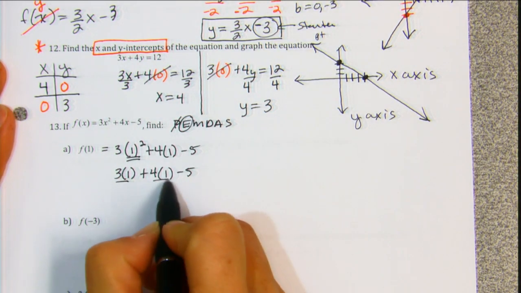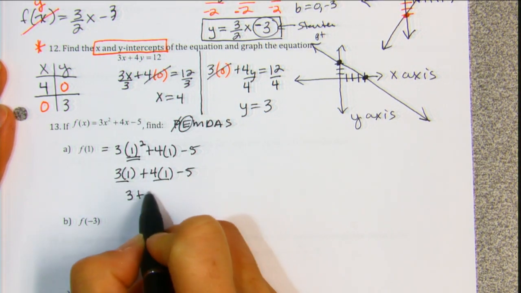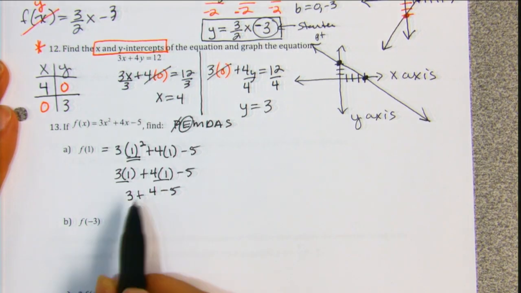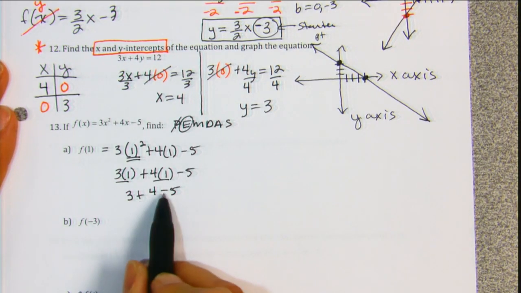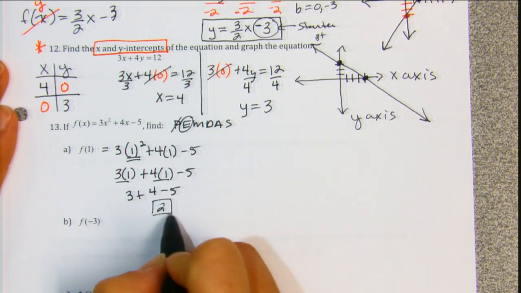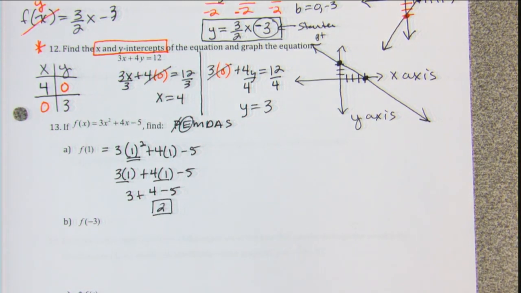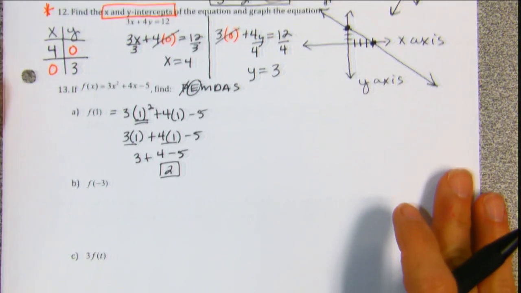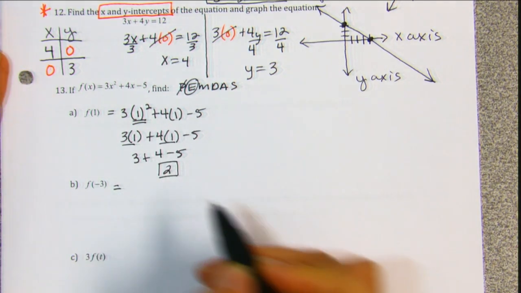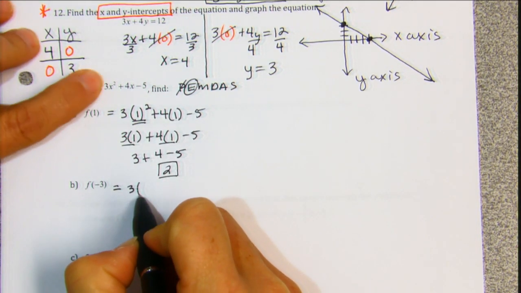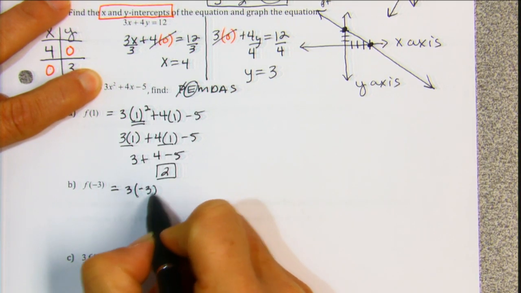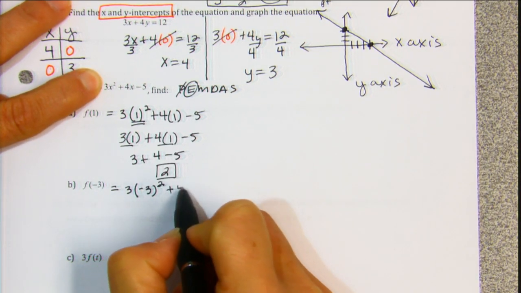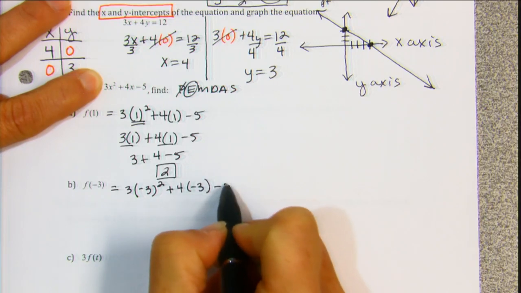So next we would get to multiply. 3 times 1 is 3, plus 4 times 1 is 4, minus 5. 3 plus 4 is 7, minus 5. So my answer is 2 for if the function of x was 1. If you put 1 in for x, you get 2 out of that. What if it was a negative 3? 3 times, because that's what my function is, a negative 3 squared plus 4 times a negative 3 minus 5.